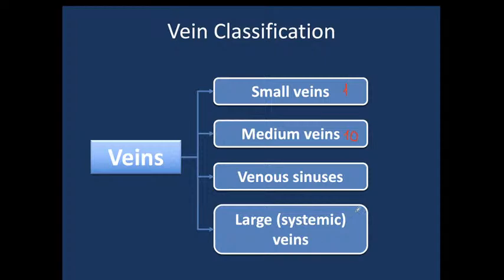And the fourth group is large veins. Sometimes we call them systemic veins. They have a diameter greater than 10 millimeters, more than 10 millimeters.